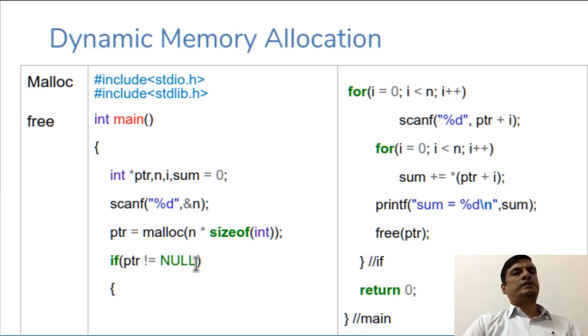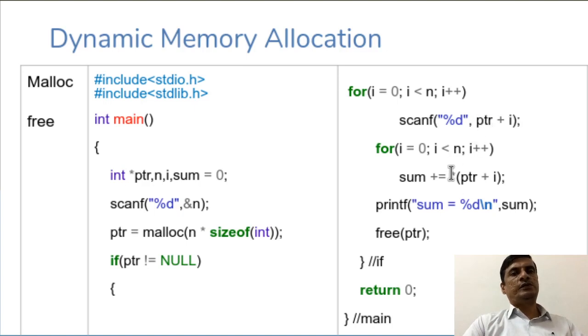So if it has not allotted the memory at all, then it means malloc failed. Otherwise, if the malloc is successful, then you proceed further and you try to get the input from the console and assign it to the respective PTR plus i, as I explained here. PTR will access the first location, plus i will access the ith location. It will get the value from the console and store it in the appropriate place.